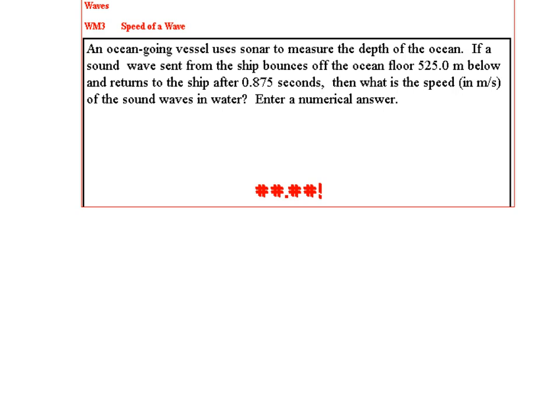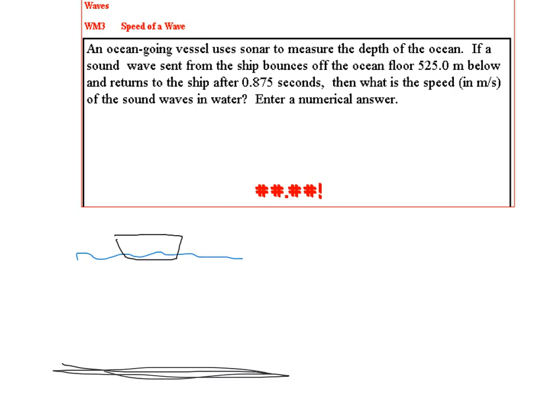And I'm going to recommend that on a lot of these problems, and this is true in all of physics, that a little diagram can be really helpful. So if you just draw the boat in the water, again, you don't have to be an artist to do this. And here's the ocean floor down here. It says the ocean floor is 525 meters below. So that means this whole distance here, 525 meters. And that signal returns to the ship 0.875 seconds after it was made.